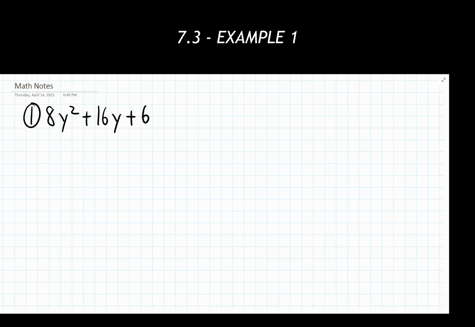Our first example that we're going to take a look at is 8y squared plus 16y plus 6. Now, following our process, the first step says to factor the greatest common factor of all terms in the given expression if possible. So what I'm going to do is look at each of these terms that I have here and see if there is something I can factor out of all of them. Turns out in this case there is. I can factor out a 2 from all of them.